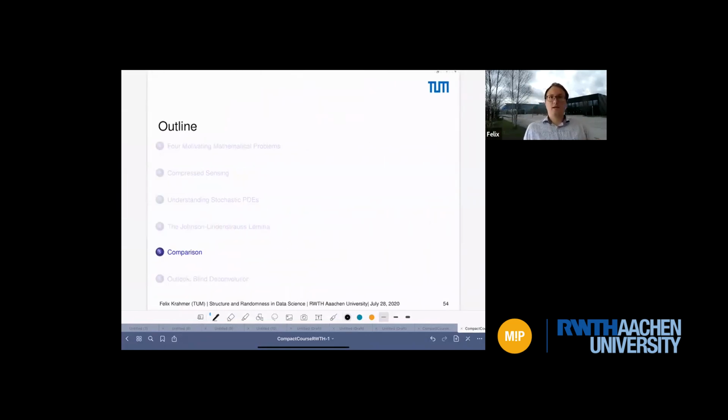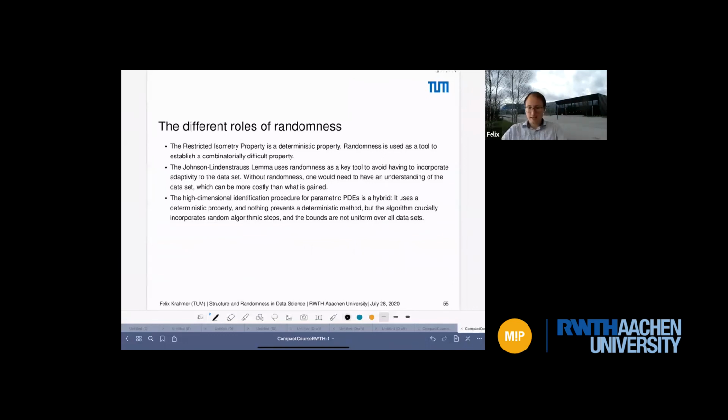And I think that also gets me close to the end of the talk. And so let me close by putting the things into perspective once more that I have shown you this morning. The very different role of randomness is, I think, what I would like you to take home from this. Namely, we started off by studying a completely deterministic property, right? The restricted isometry property is something where, once it holds, you can recover. And randomness is only used as a tool to establish this property because it's so combinatorially involved that it's difficult to do using other means.